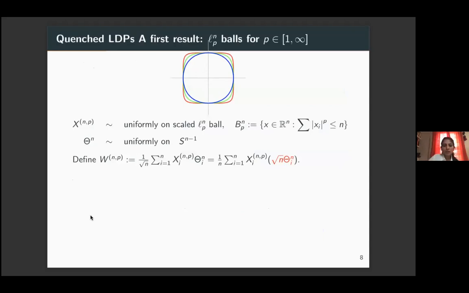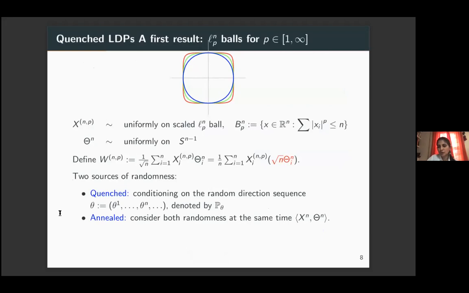Now you look at these projections, and there are two sources of randomness, as I've said. One is coming from the random direction that I'm choosing uniformly at random from the L2 sphere. And there's the annealed case, where I consider both randomness at the same time, both Xn, which is chosen uniformly from the Lp ball, and then theta. So we want to understand the behavior of these W n p and ask whether they satisfy large deviation principles.